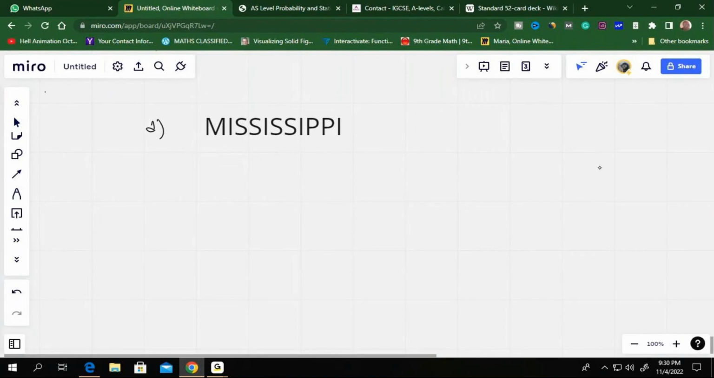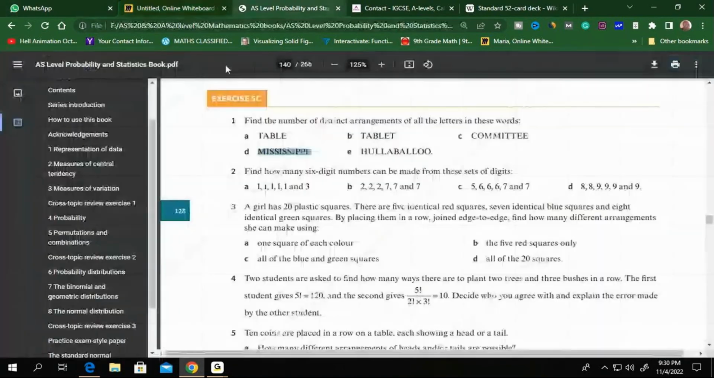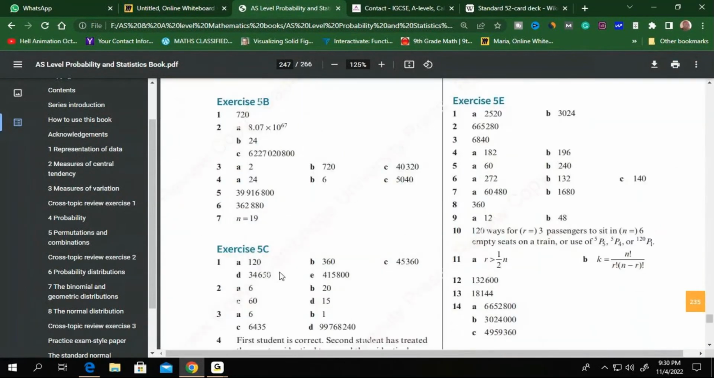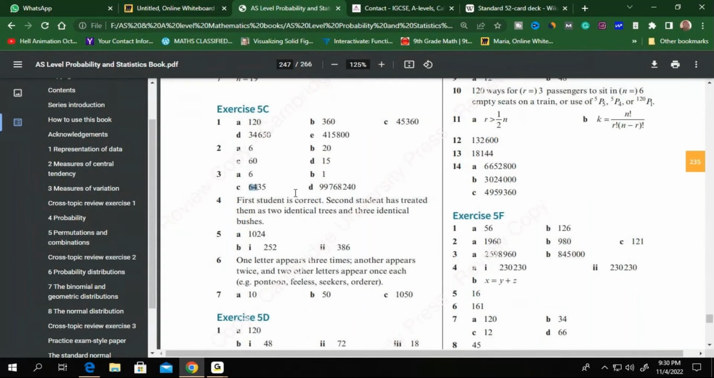Just one second, I'm doing it. Yes, I'm getting 11 factorial divided by 4 factorial times 2 factorial times 2 factorial. So is it giving you this value? 34650. Okay, that's too good.